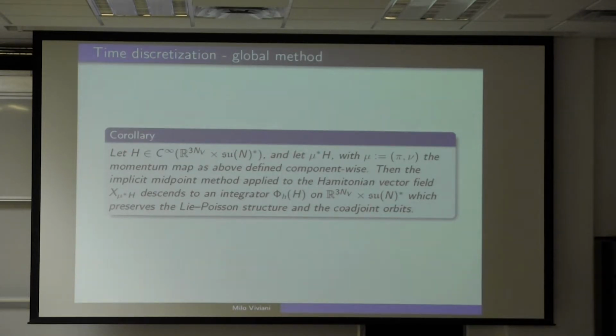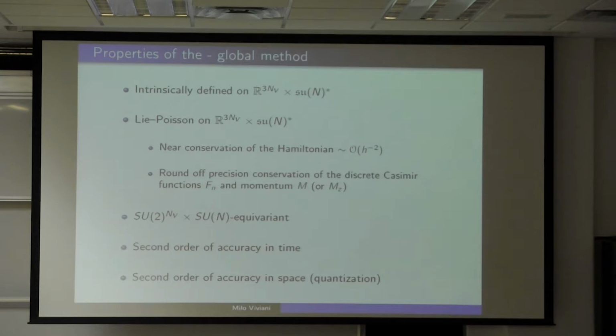This is because more or less, morally what we are doing is that we have a numerical method here, and then we change coordinates in a different way, right? In one way, we change coordinates with the momentum map and end up in R3, and in the other, we change coordinates and end up in SU(N). So more or less just a nice change of coordinates. The properties of this global method is that it is intrinsically defined here. So there is no round-off error about the method. The computer exactly stays in this space. It's a Lie-Poisson integrator on this space.